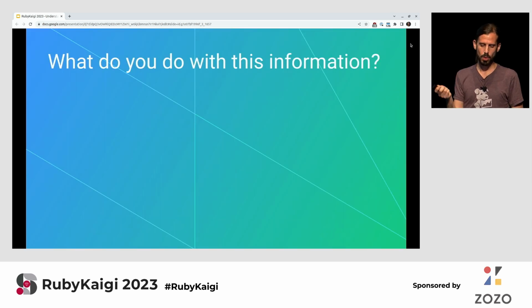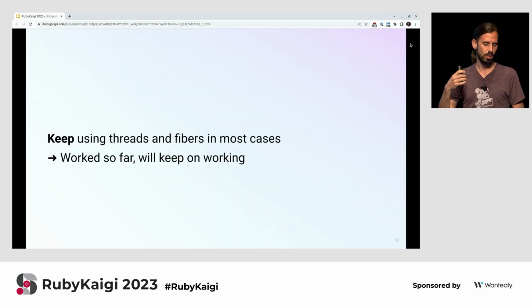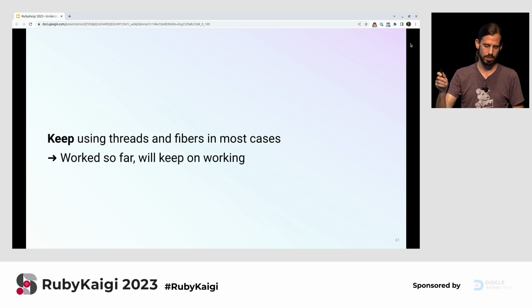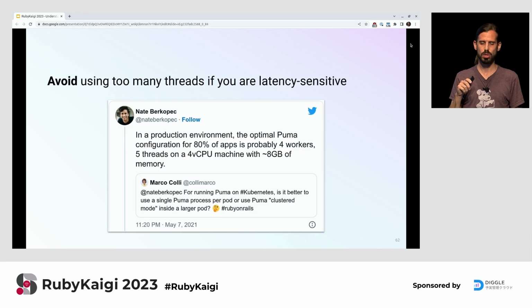So takeaways: what should you do with the information that I shared today? The first thing is you should keep using threads and fibers in most cases. I'm not trying to scare you into not using them. They have worked so far for most of your applications, and they will continue working. The thing is, you should avoid using too many threads if you are latency sensitive.